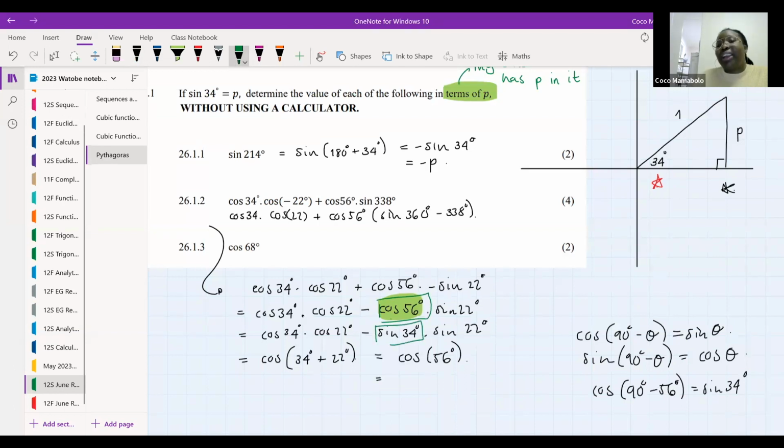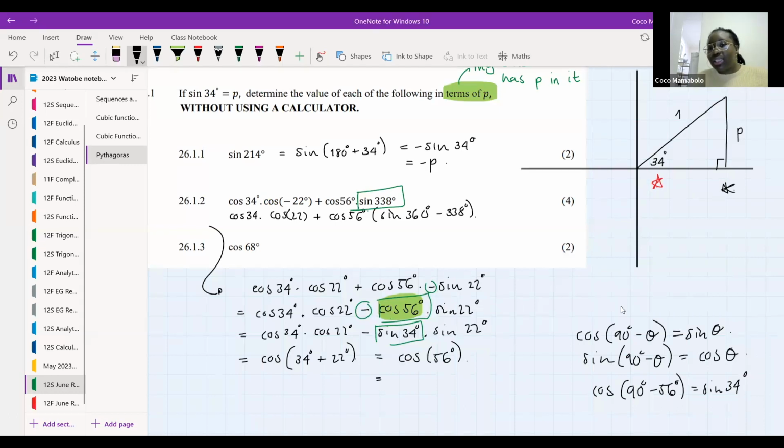That's why I've taken this part here, cos of 56, and changed it to sine of 34. That negative that I've put in the middle now comes from when we reduced sine of 338, because it gave me a negative. So I'm taking this negative over here, and negative times a positive will give me a negative in the middle. Does that make sense? Okay, that's okay, Bonga?